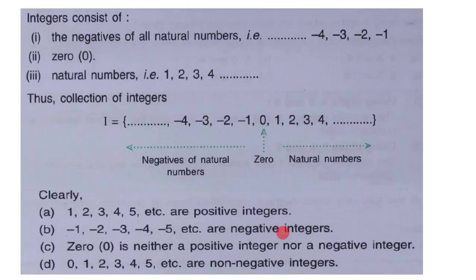Let us see the next concepts regarding integers. Integers consist of negatives of all the natural numbers. Natural numbers means 1, 2, 3, 4 and so on, and negatives of these mean -1, -2, -3, -4 and so on. And integers consist of 0 as well, and the natural numbers 1, 2, 3, 4 and so on.